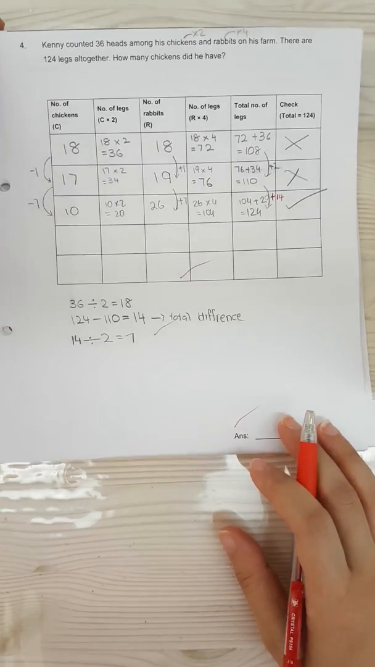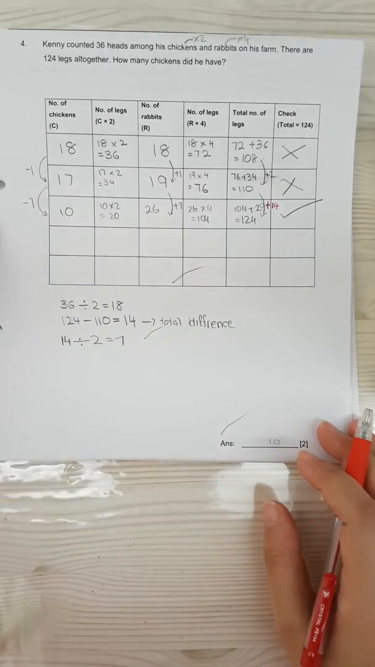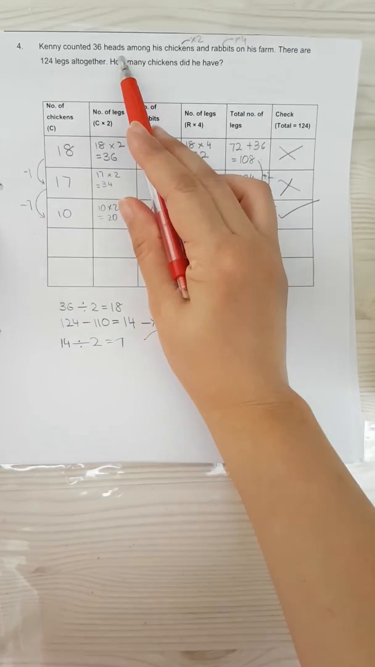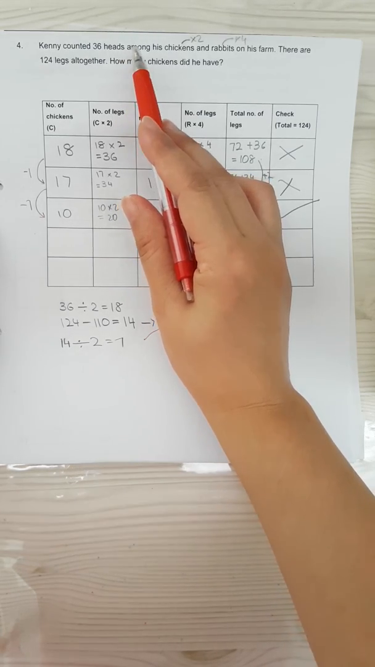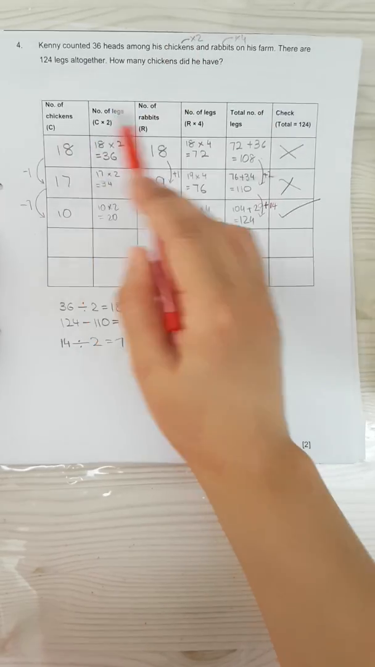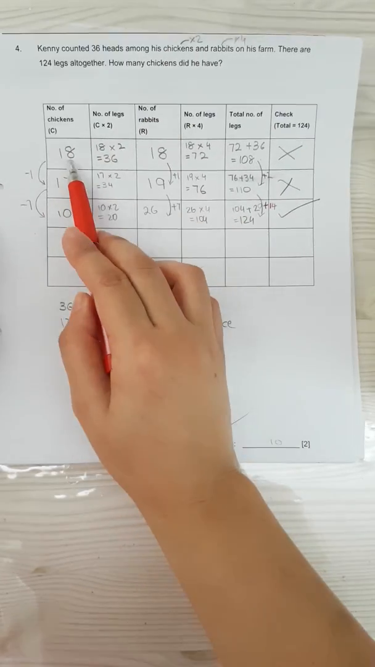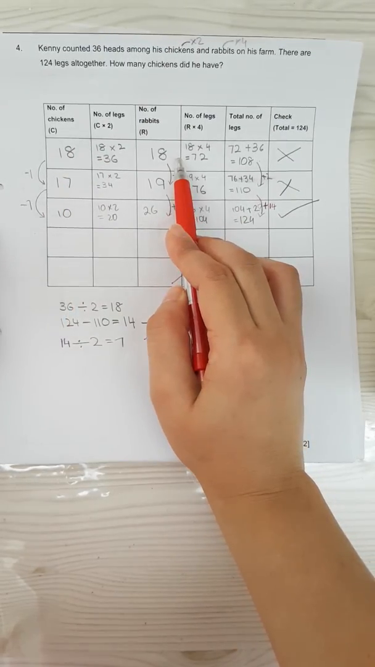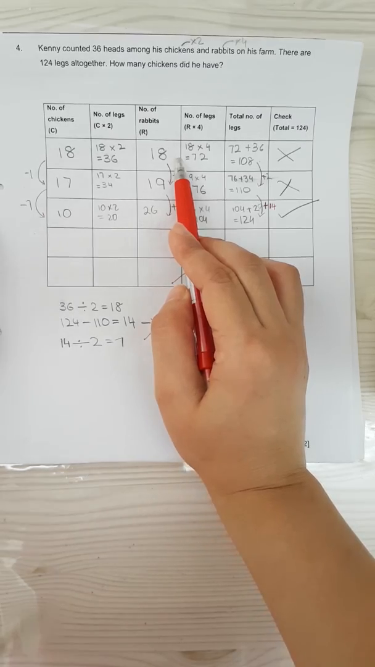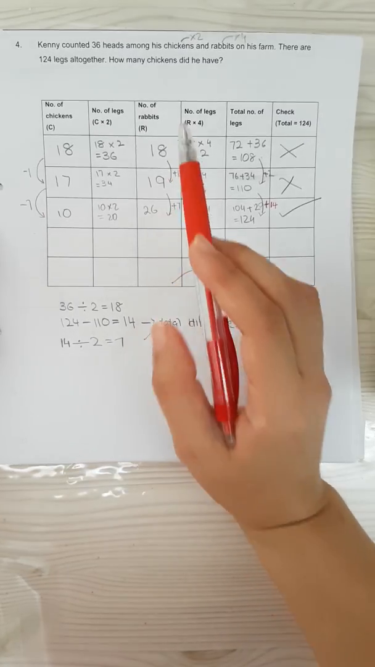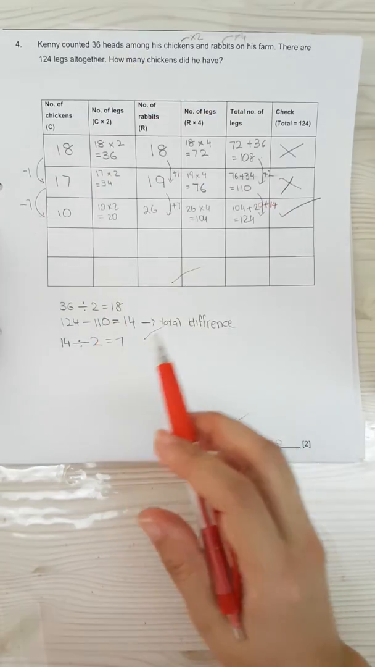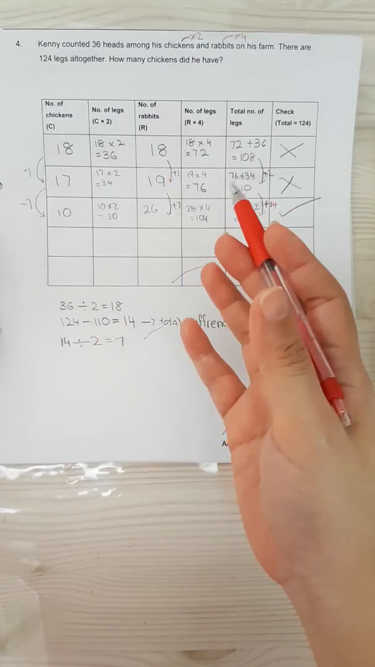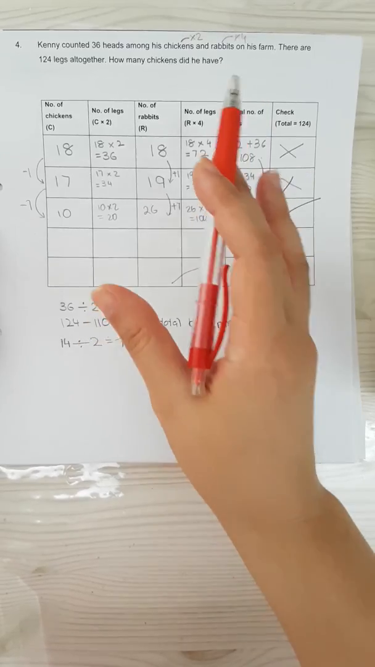Okay, so let's look over here. What happens is, Kenny has 36 heads, meaning one animal has one head. You have 36 animals. So I have two categories. I divide by 2. So I start with 18 and 18. Now, if you say, oh, teacher Audrey, what happens if I have 35 heads? It means I have 35 animals. It's an odd number. Cannot divide by 2. Don't be afraid. You just adjust.